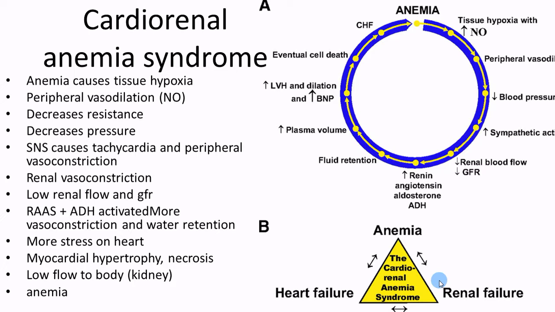But you can see when you get renal failure, it typically leads to anemia and cardiomyopathy, heart failure. When you get heart failure, it has a tendency to lead to anemia and renal failure. When you get anemia, it has a tendency to lead to heart failure and renal failure. It's a negative loop, not a negative feedback loop. It's just a deteriorative, dangerous loop, right?